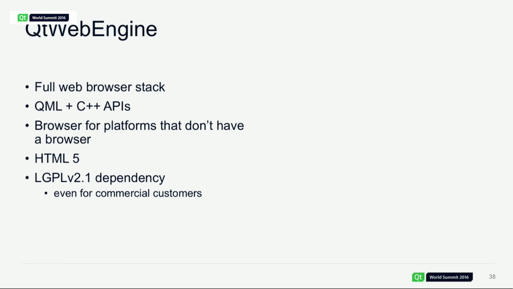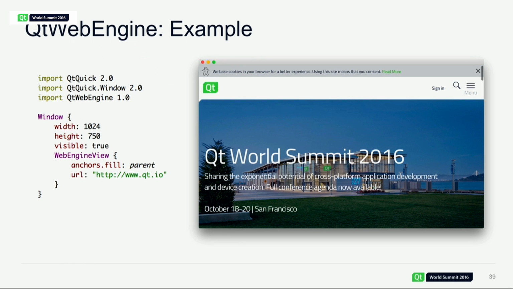That means HTML5. One of the caveats of this is that Chromium has an LGPL 2.1 dependency, and we can't do anything about that. If you use QtWebEngine, whose module is LGPL v3 and commercial, the Chromium dependency inside of that still has to comply with the LGPL v2 license, no matter what. Just something to keep in mind.